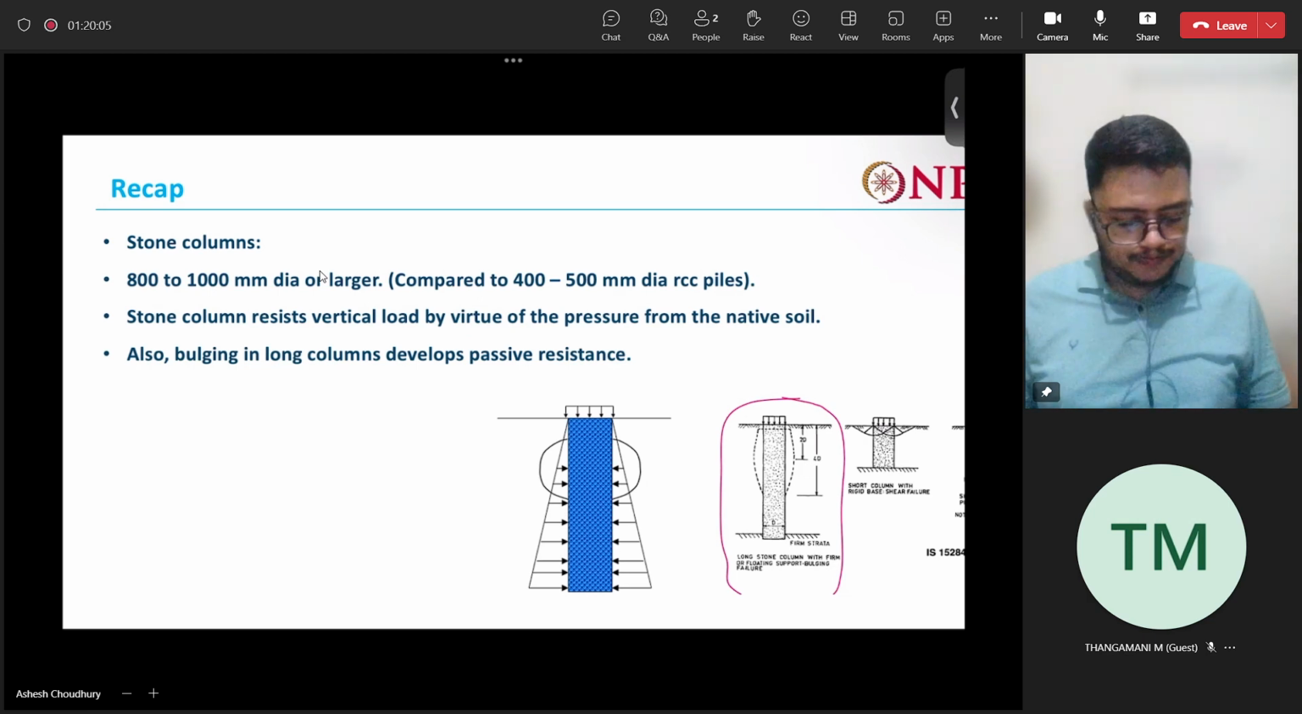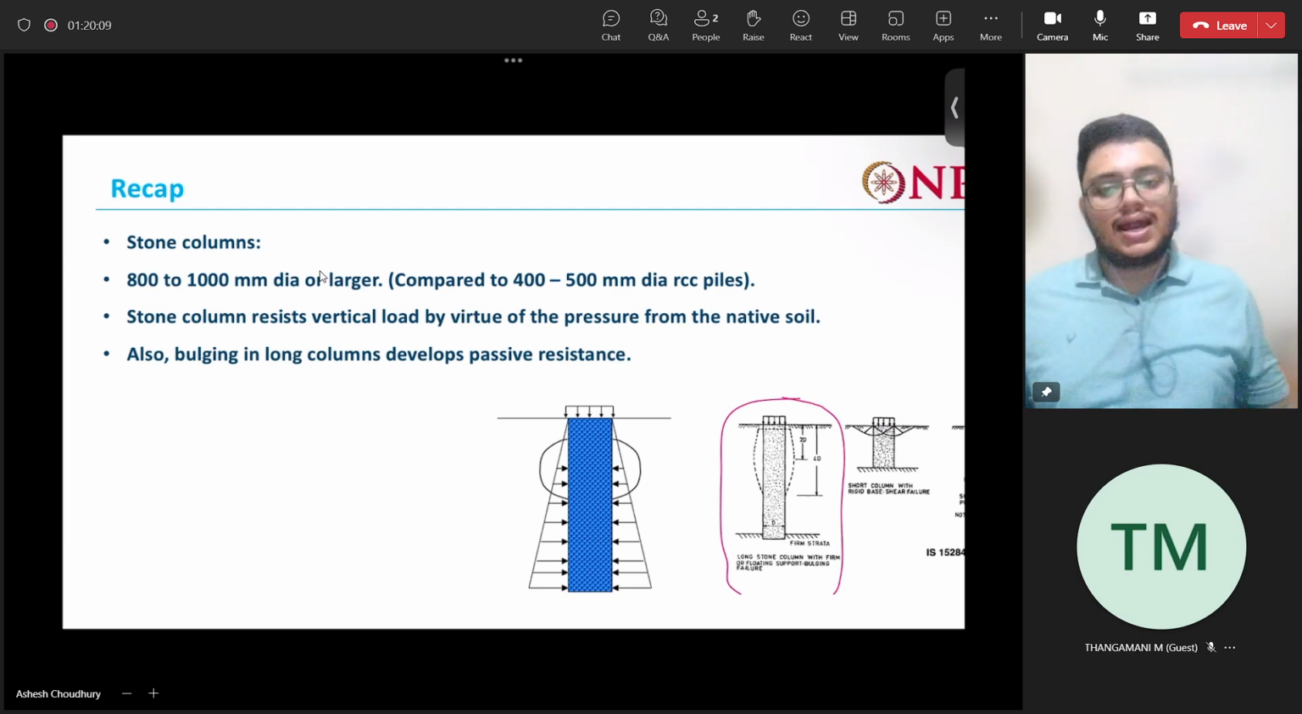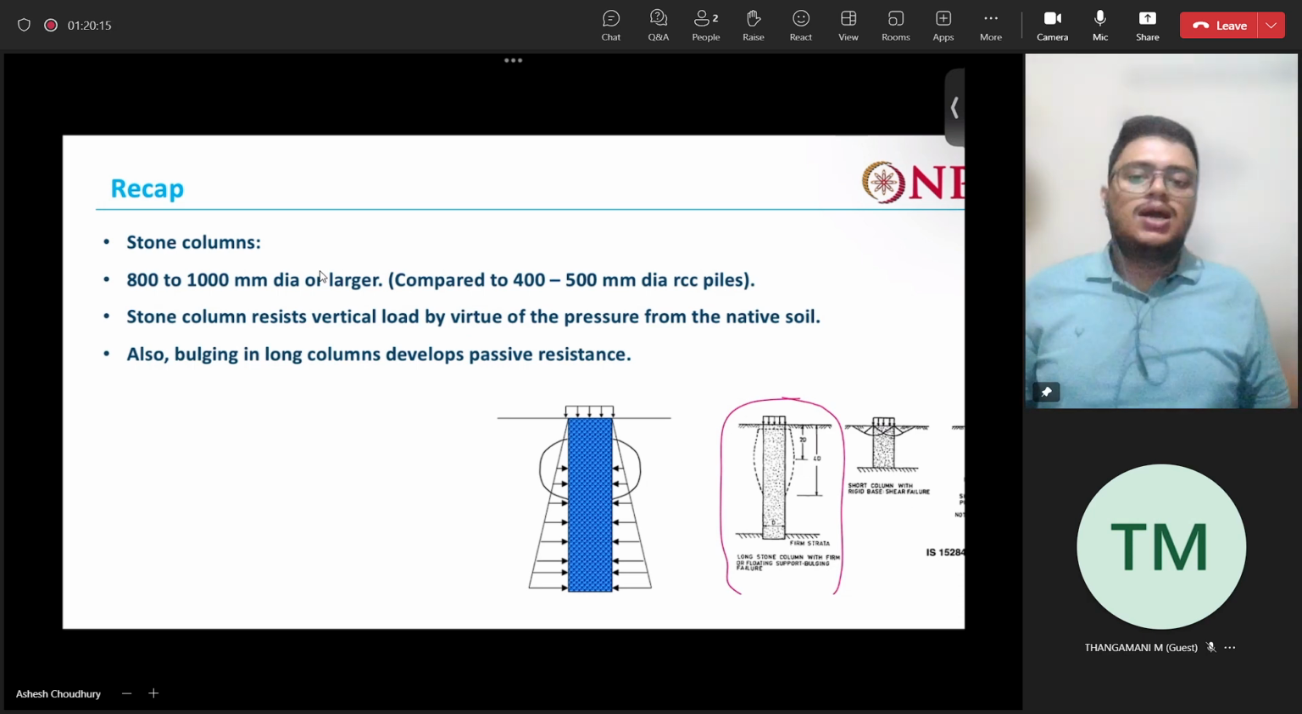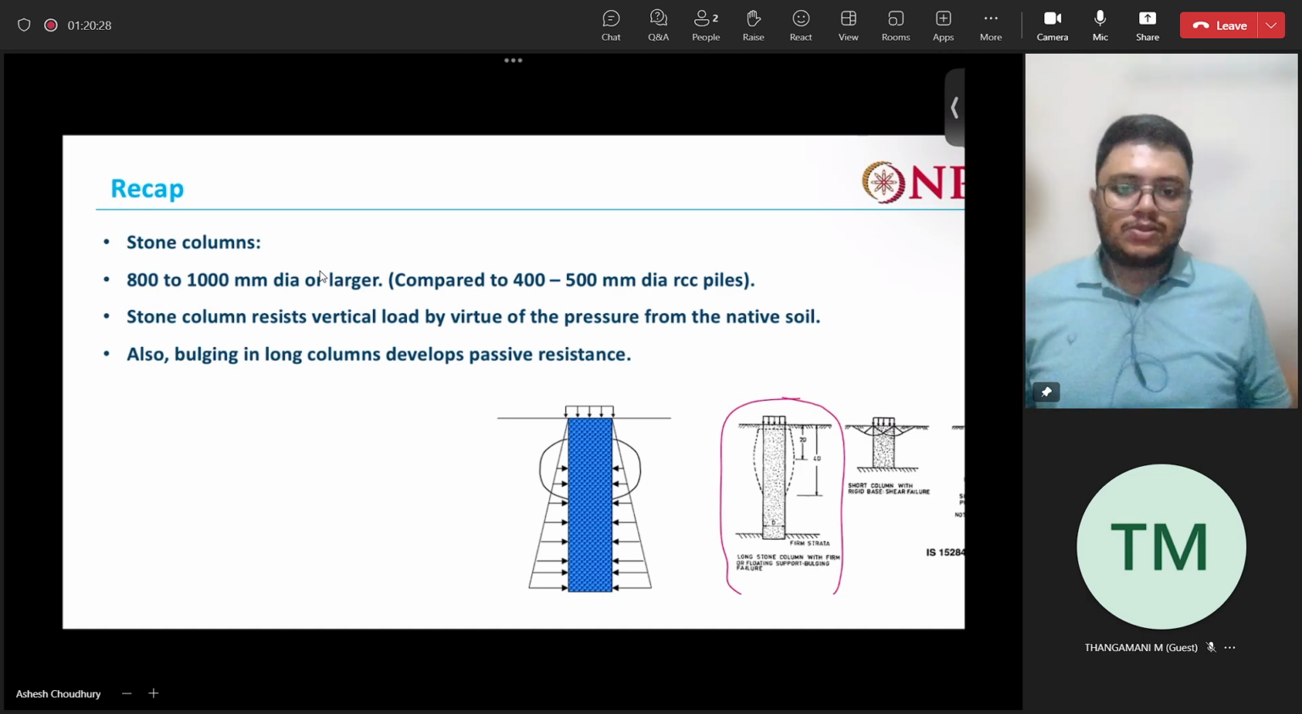So these stone columns are 800 to 1000 millimeter diameter or larger. Okay, so you can have very large diameter stone columns also. But generally RCC piles, if we use, are only generally 400 to 500 mm diameter. The diameter of the stone columns is almost 2 to 2.5 times more than the RCC piles. Stone columns are actually quite large.